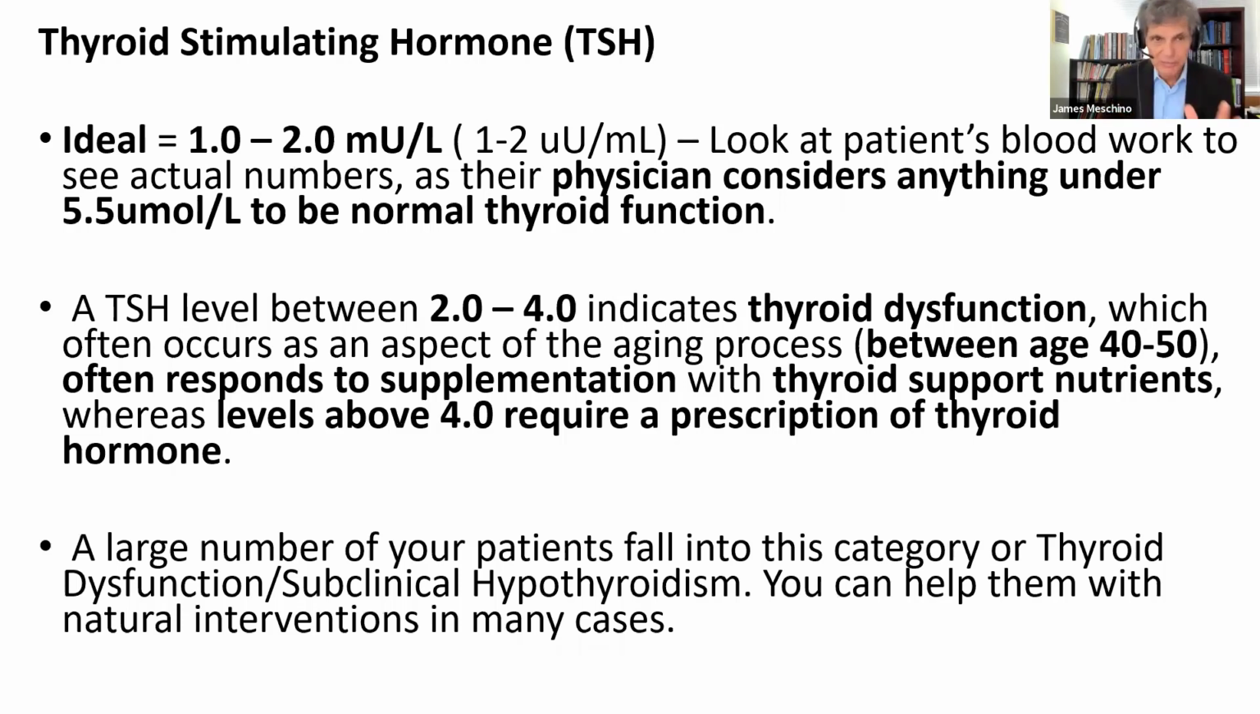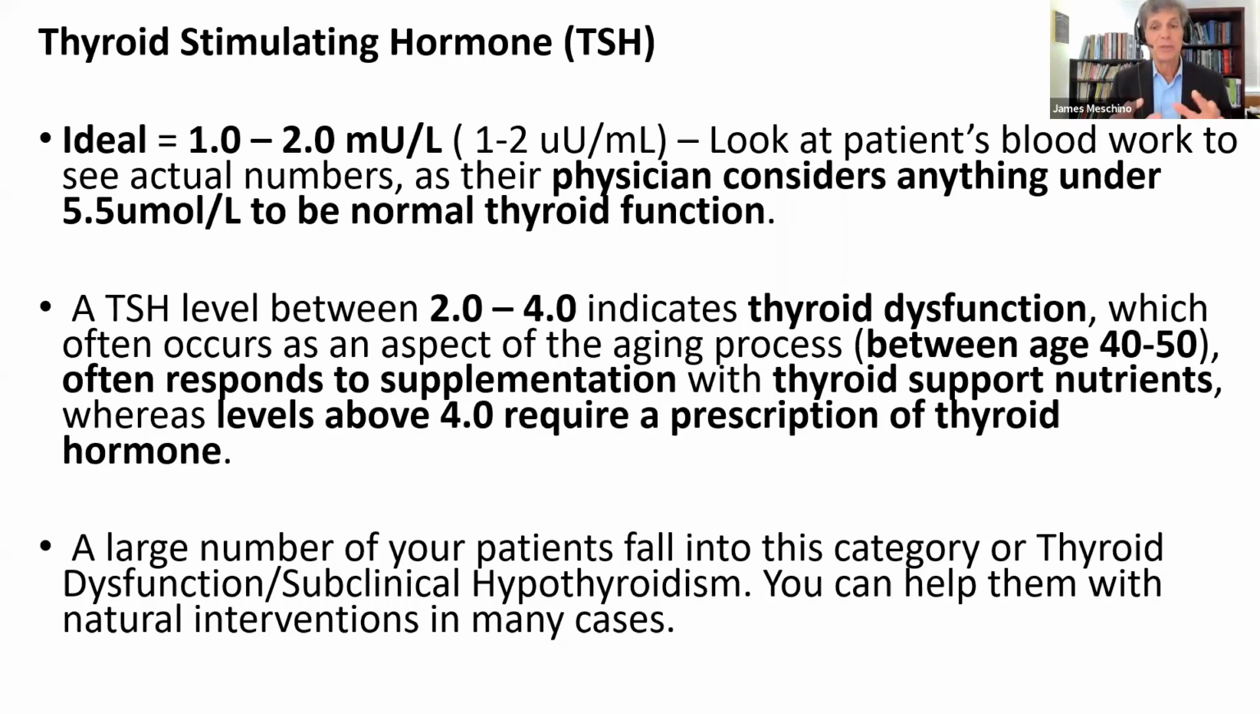So once again, to review, the ideal TSH level that's emerging now is between 1 and 2 micromoles per liter. So look at the patient's blood work and actually see the numbers, because physicians consider anything under 5.5 to be normal thyroid function, but it really isn't. For instance, I had my own blood work done. My TSH level is 2.2, right? So it's out of the range of between 1 and 2. As people get older, often it starts to creep up a little bit.